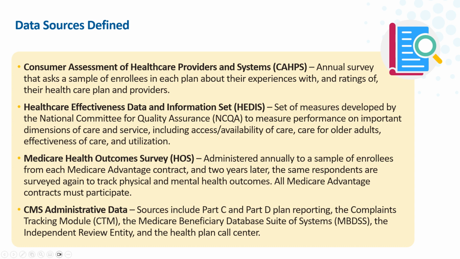CMS administrative data is also used, pulling from a variety of sources. Administrative data sources include required Part C and Part D plan reporting, the CMS Complaints Tracking Module, also referred to as the CTM system, and the Medicare Beneficiary Database suite of systems. Data from CMS's contracted independent review entity and from health plan call centers are also used. Finally, pharmaceutical data and year-over-year improvement data are also used in the rating system, but they are not defined here.